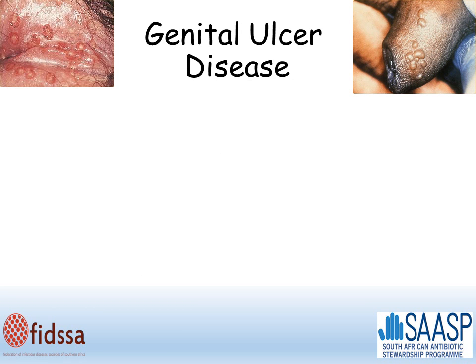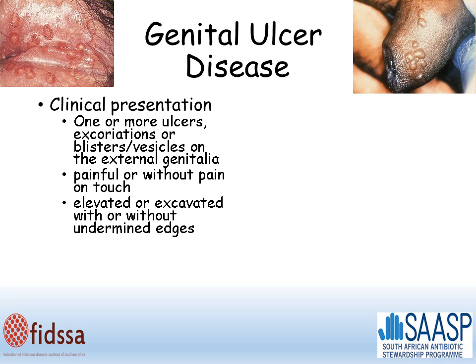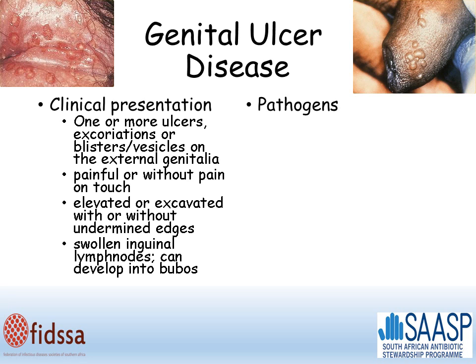Turning now to genital ulcer disease, the clinical presentation of which is one or more ulcers, excoriations, or blisters/vesicles on the external genitalia. These can be painful or painless. They may have elevated or excavated margins with or without undermined edges, and there may be swollen inguinal lymph nodes which can develop into buboes, which are swollen lymph nodes with a fluctuant center.